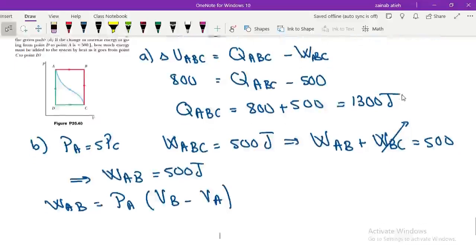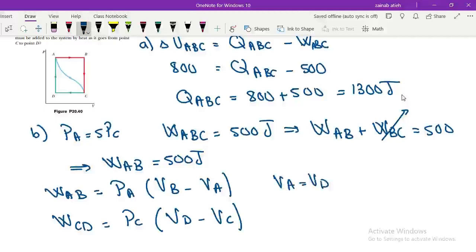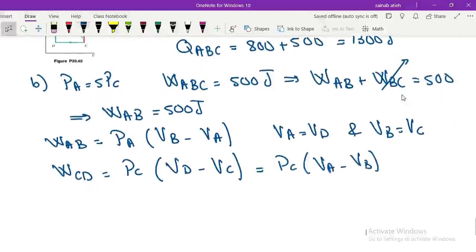Okay, and the work of CD is equal to pressure of C, for example, any one of the pressures C or D, but he gave me a relation between A and C, so I have written PC times (VD minus VC). You can clearly see that there's a relation between VA and VD, so VA is equal to VD, and VB is equal to VC. So I will replace them, so I will get PC times (VA minus VB).